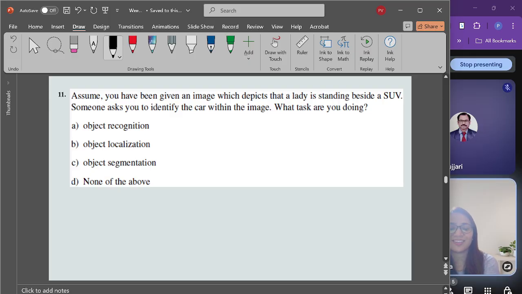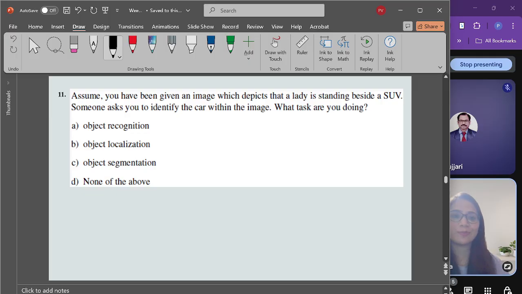No, not segmentation. Okay, let's see the detailed solution first. I'm sorry, madam. Okay, no issues. At least you tried to answer this question. That is sufficient.